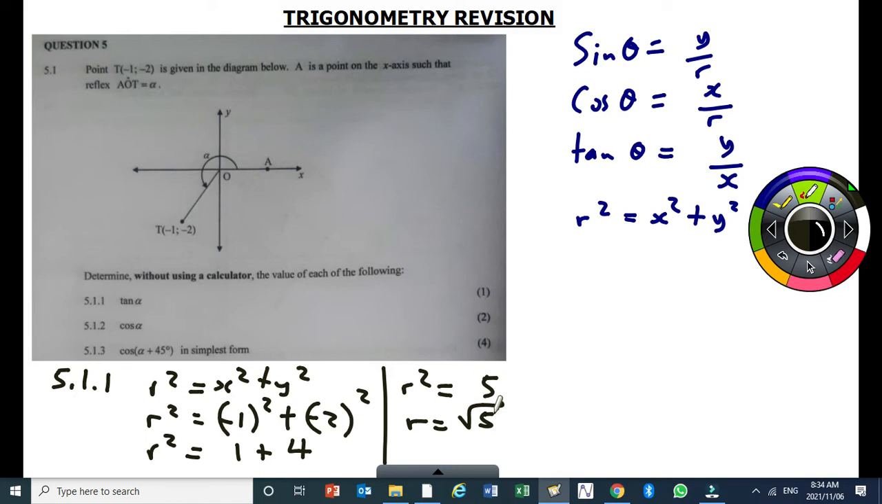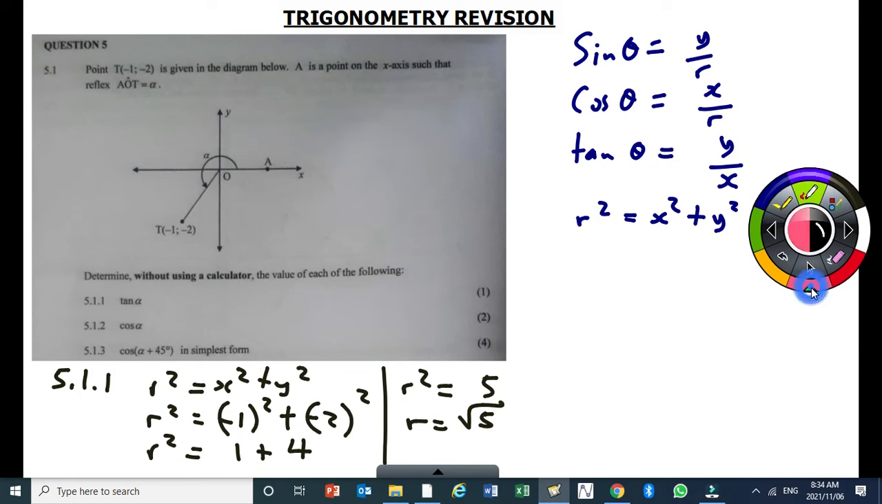When you're answering this type of question on the Cartesian plane, trig ratios on the Cartesian plane, make sure you know your x value, you know your y value, you know your r. Those three you have to know before you start doing anything. Now for this question where the diagram is given, it's much easier. Then after this, let's find tan alpha.